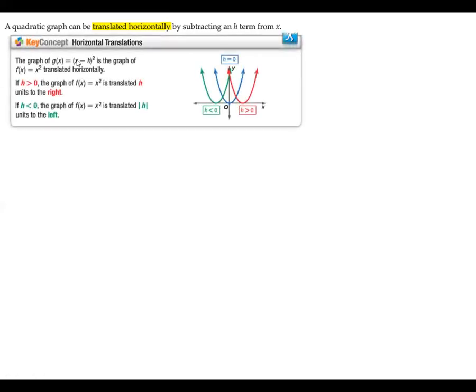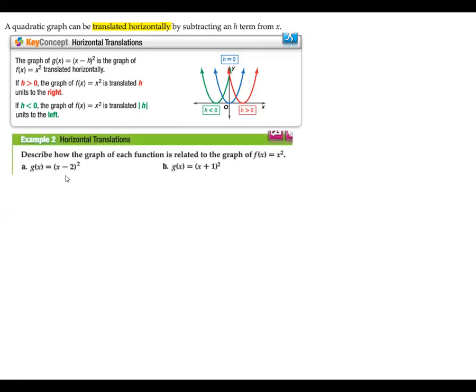Okay, moving right along. Quadratic graphs can be translated horizontally by subtracting a term from x. Notice that this time, they're adding or subtracting a number in the parentheses, and they're squaring the parentheses, okay? Now, you can read this here, and it talks all about the absolute value and subtraction, and if it's greater than 0 or less than 0. Let me boil it down to you, okay? If you're adding or subtracting in the parentheses, it's going to move it left or right that many, but opposite the way you would think.